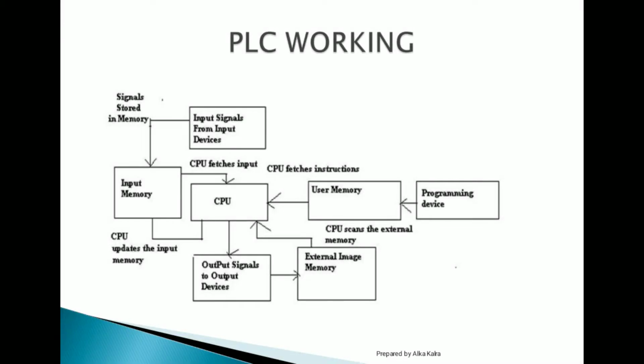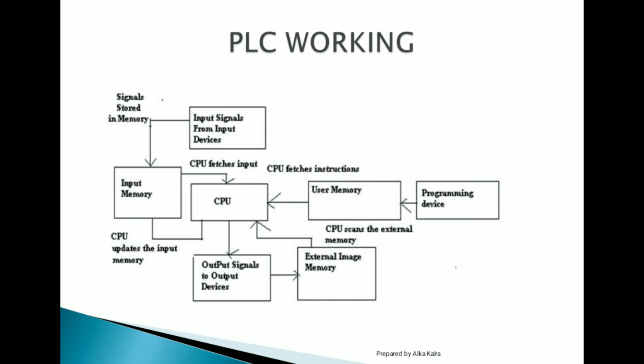So in this lecture we will discuss PLC working. In the last lecture we have seen the various PLC operation phases: phase 1, 2, 3 and 4. After that phase 1 starts. So that was the PLC operation. In this lecture we will discuss PLC working.